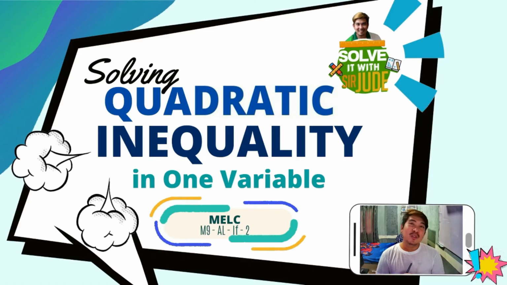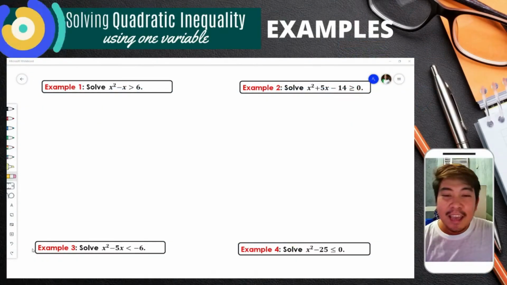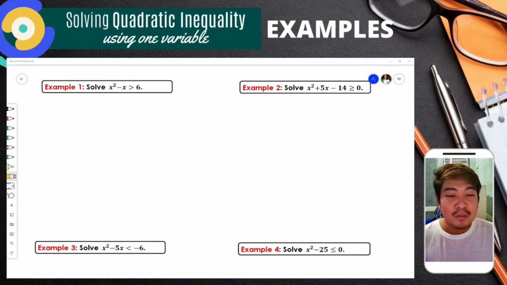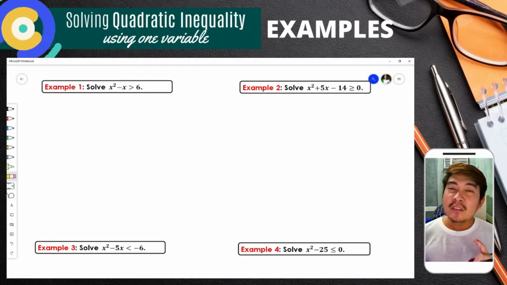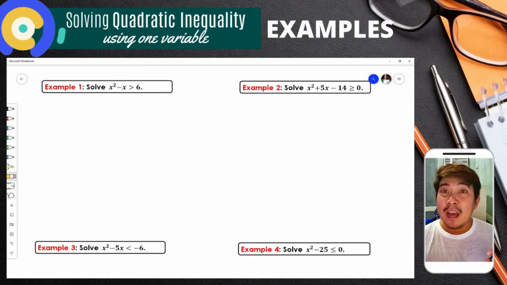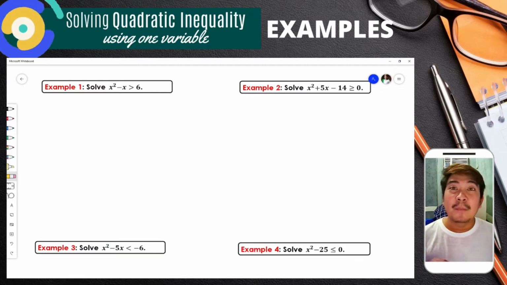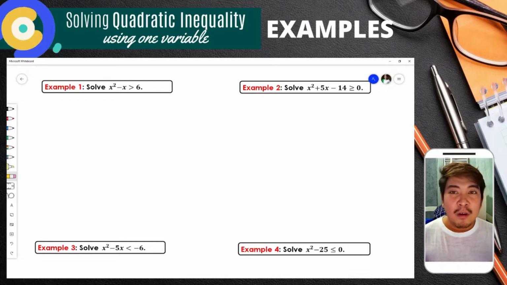So paano nga ba mag-solve ng quadratic inequalities in one variable? So let us try and let us see kung paano nga ba mag-solve. Okay, if you can see, we have here 4 examples. And if you can see, example number 1 and example number 2 are almost the same. Okay? Pareha silang gumagamit ng greater than. Yung example number 1, greater than. Pero example number 2 ay greater than, yun nga lang may equal na kasunod. Same with examples 3 and 4. Okay? Yung isa ay less than, yung isa naman ay less than or equal.